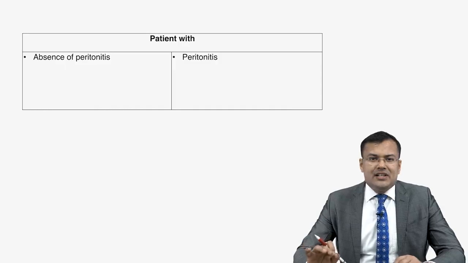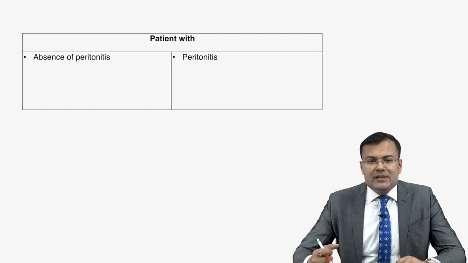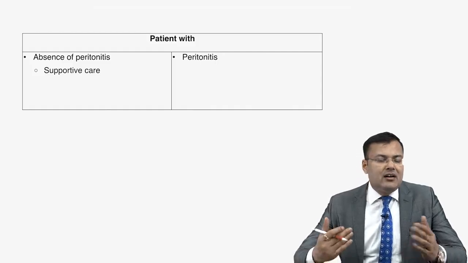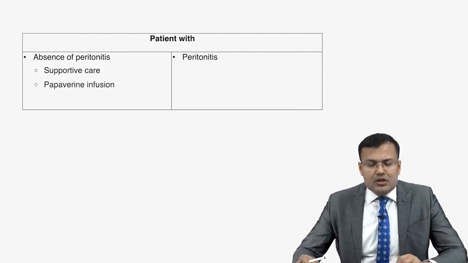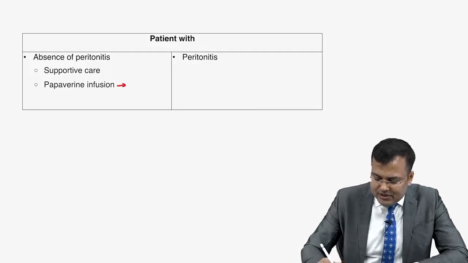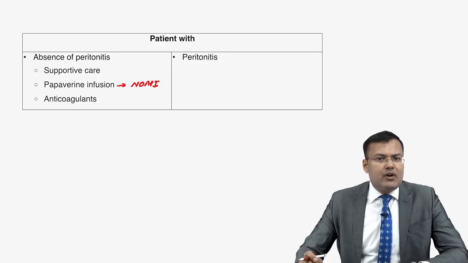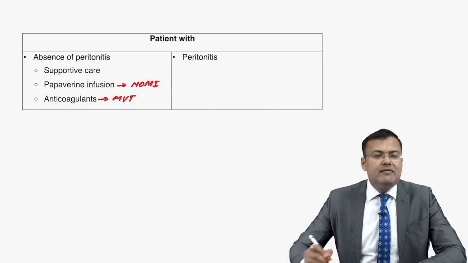So there are two presentations in acute mesenteric ischemia. First, some patients are brought early to the emergency. If the patient is brought early, there is absence of peritonitis. So: early diagnosis and aggressive resuscitation, that is supportive care. Second, papaverine infusion, done for patients with non-occlusive mesenteric ischemia. And third, anticoagulants, given to patients with mesenteric venous thrombosis.